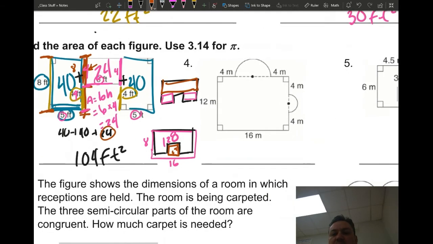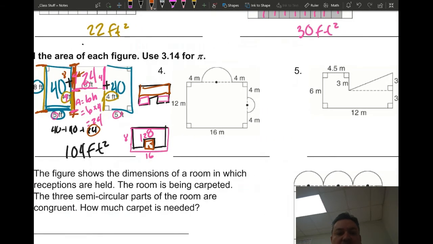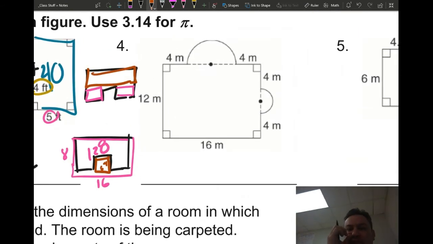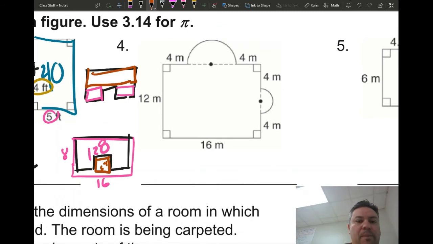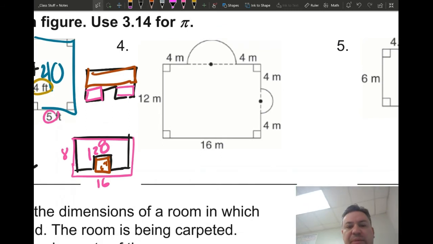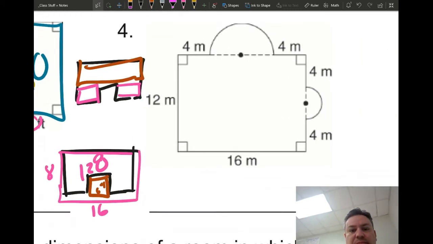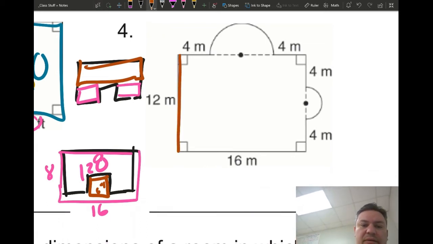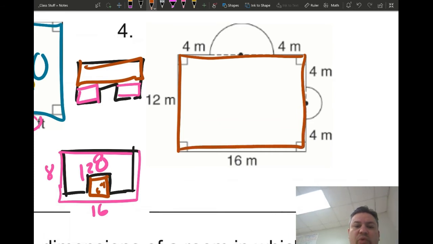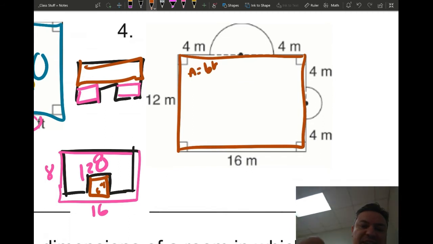Alright, let's look at number 4, because 4 is gonna be a little more complicated. Somebody tell me, what two shapes do you see? The two shapes. The big one. What's the big one? Right here. What shape is this? It's a rectangle. Again, area equals base times height.